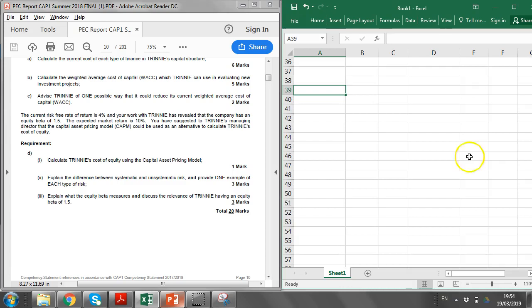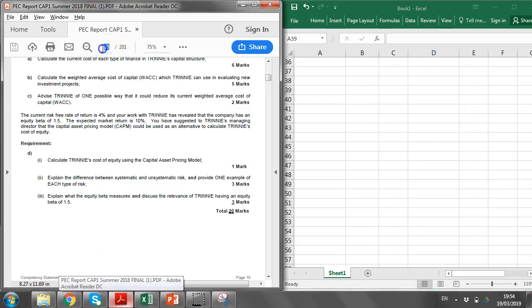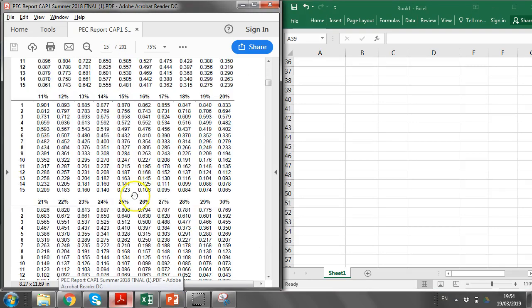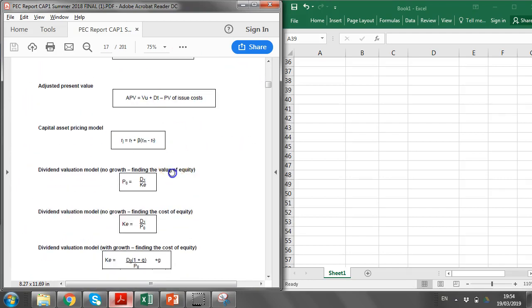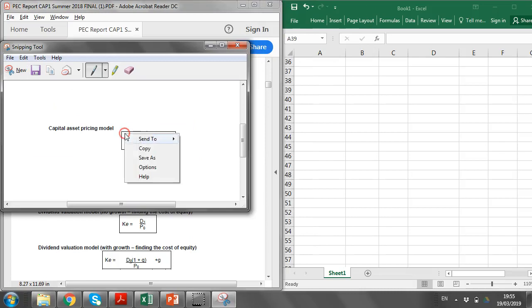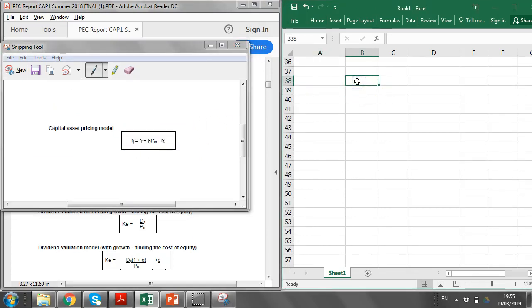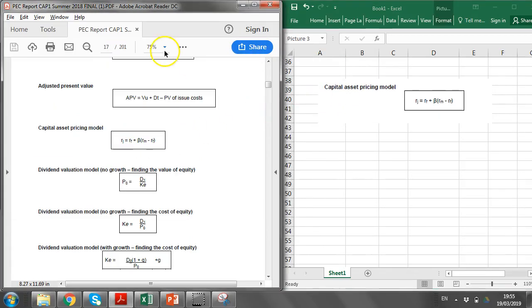So you're told here the risk-free rate, the market return, and the equity beta. So the CAPM, remember you will be given your formulas in the exam. If we come back here, they give you the CAPM, so it should be relatively nice 1 mark. That the return on a stock J is the risk-free rate plus beta times the return on the market minus the risk-free rate. So again, we'll just snip that and bring it in, but try and know which formulas you're given. It makes your life a lot easier in the exam.